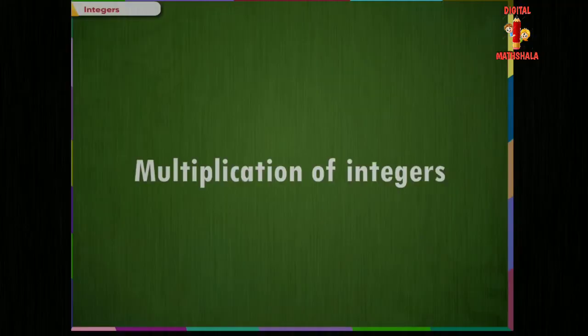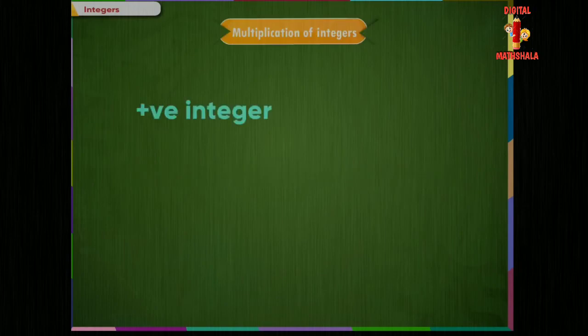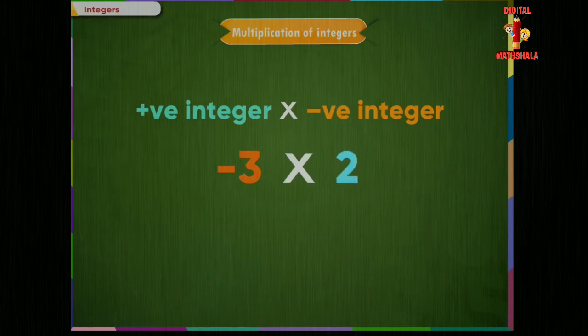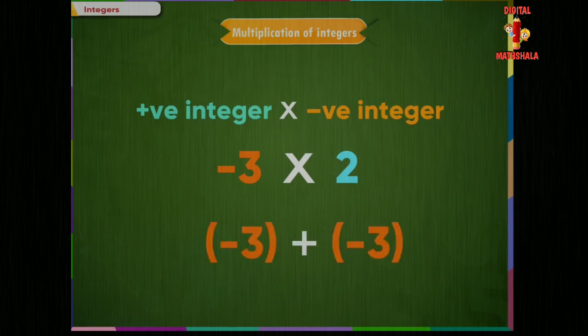Multiplication of integers. In this section, we will discuss how a positive integer is multiplied with a negative integer and vice versa. Let us take an example, minus 3 multiplied by 2. This statement simply means minus 3 is added 2 times. So, we can say that minus 3 into 2 is the same as minus 3 plus minus 3.